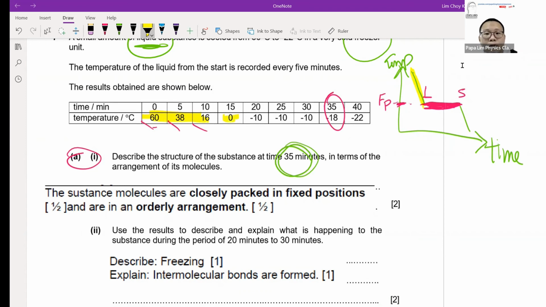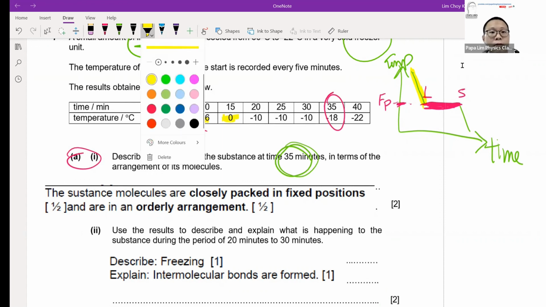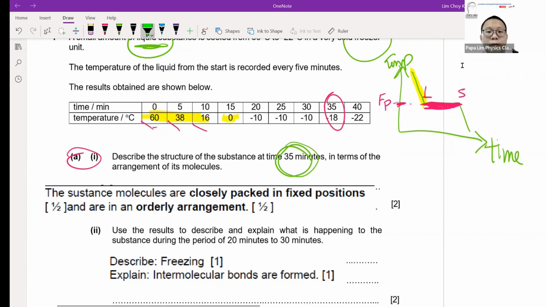After that, eventually it hits 0, so it will still be yellow. Then you will notice that there is a time interval whereby the temperature remains constant at -10, -10. Okay, now this is the section that I have mentioned earlier. This is the section whereby the liquid is actually freezing. It's starting to freeze already at this particular stage. So when you talk about 20 to 30, based on the cooling curve, this is where the freezing is happening.